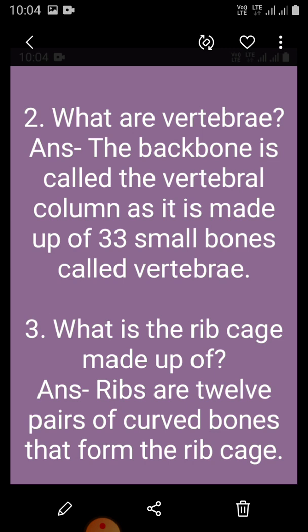Next question, what is the rib cage made up of? Answer: ribs are 12 pairs of curved bones that form the rib cage.